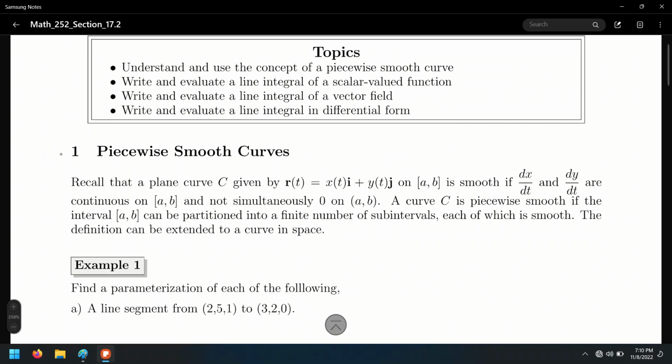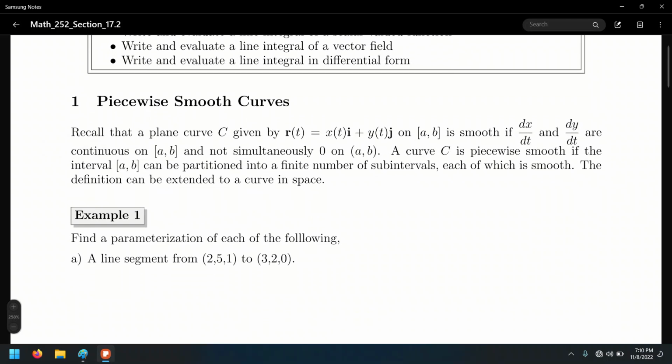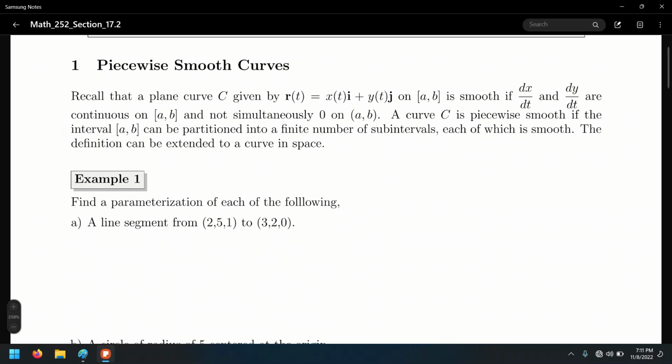So some function r of t, x, which is x of t in the direction of i and y of t in the direction of j, in the interval from a to b, is smooth whenever the derivatives with respect to t of both components are continuous in the interval a to b, and of course not simultaneously zero on the open interval, right?